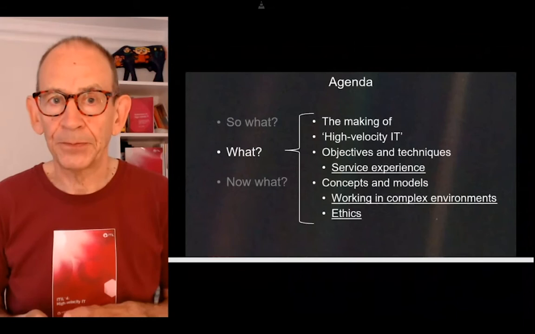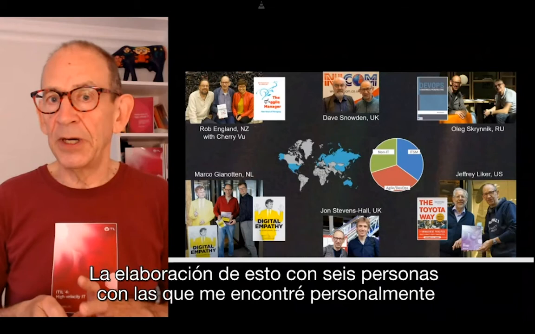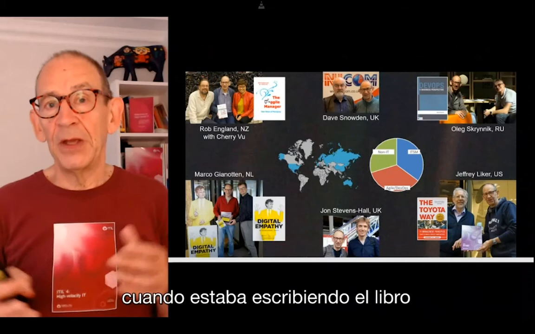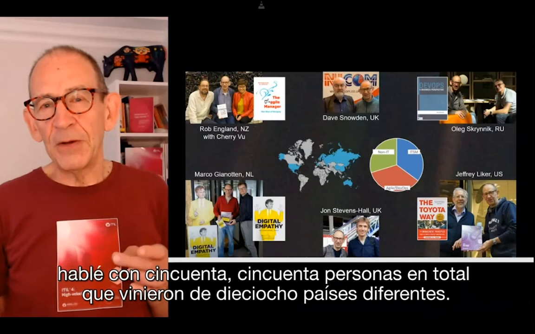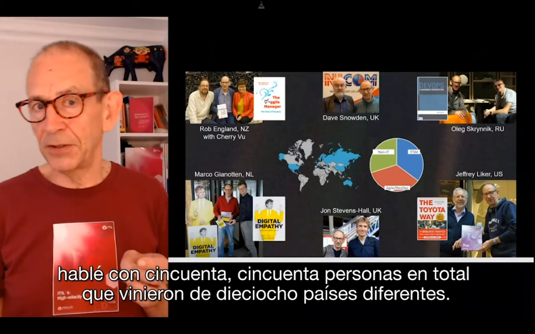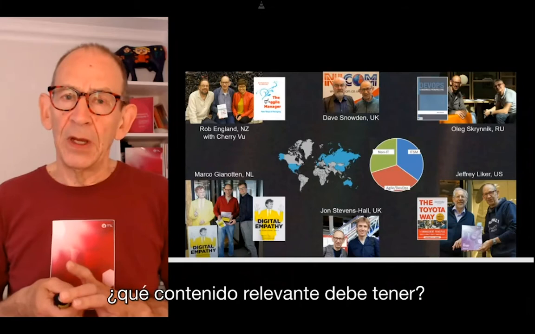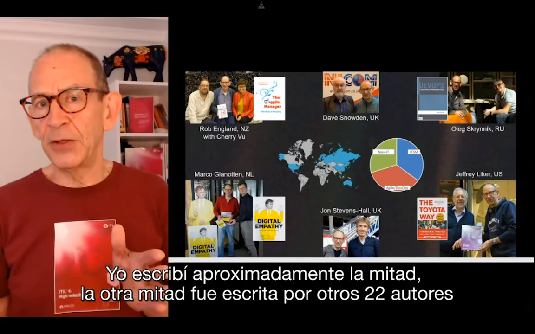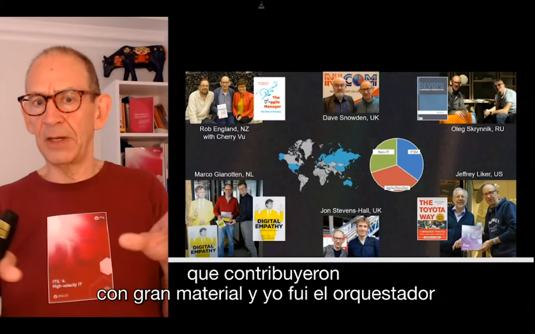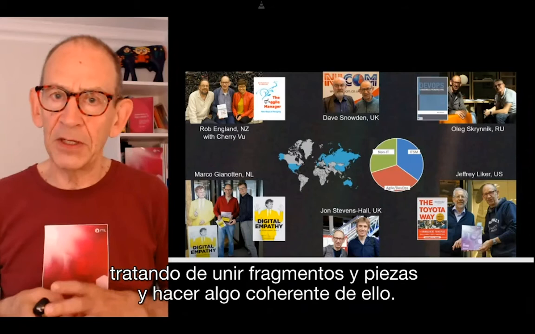The making of. These are six people who I came across physically in the good old days when we used to travel, physically when I was writing the book. I spoke with about 50 people in total, who came from 18 different countries. At the start, asking them, what do you think should be in the book? What relevant content is there? I wrote about half the book. The other half was written by 22 other authors who contributed great stuff, and I was the orchestrator trying to tie all these bits and pieces together and make something coherent out of it.